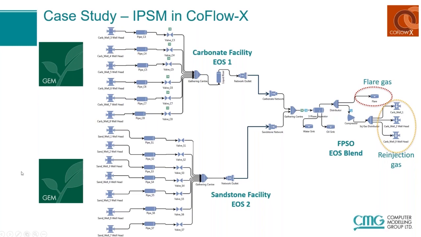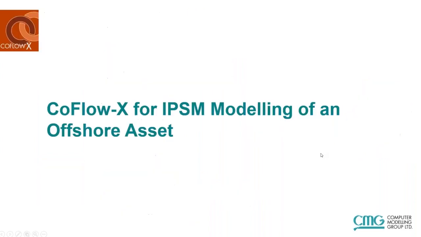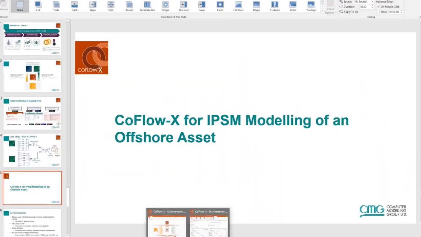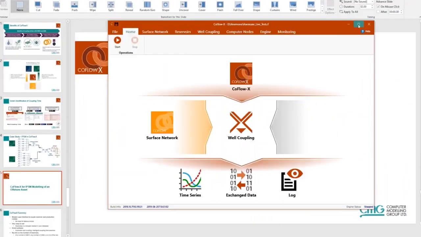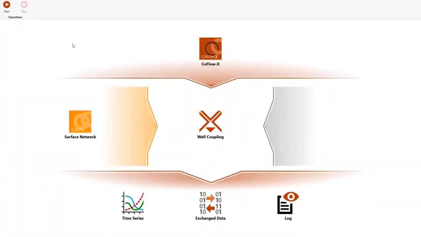But this time I'll change the reservoir system from Coflow to GEM. So two different EOS systems are going to flow into the facility, and the blend of the two will be used for our FPSO. So that's my next demo, and I'll go to Coflow X for that. This is Coflow X's interface, a very user-friendly interface. Coflow X is the coupling between the surface network that's in Coflow and reservoir models that have not been set up right now. So I'll be doing that.